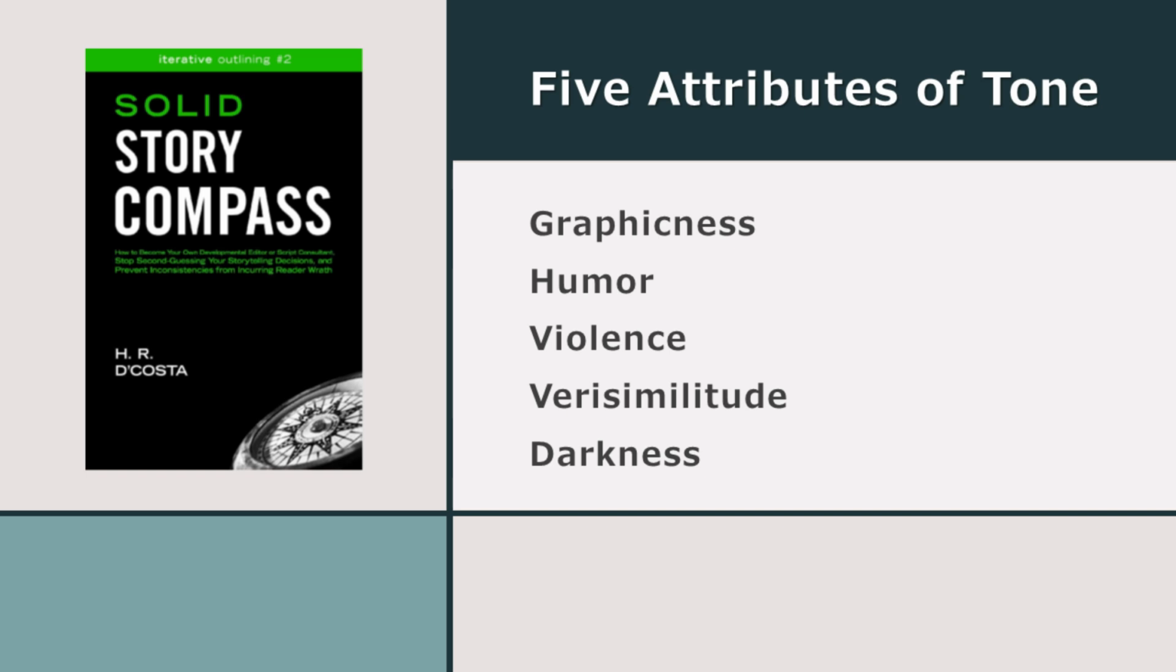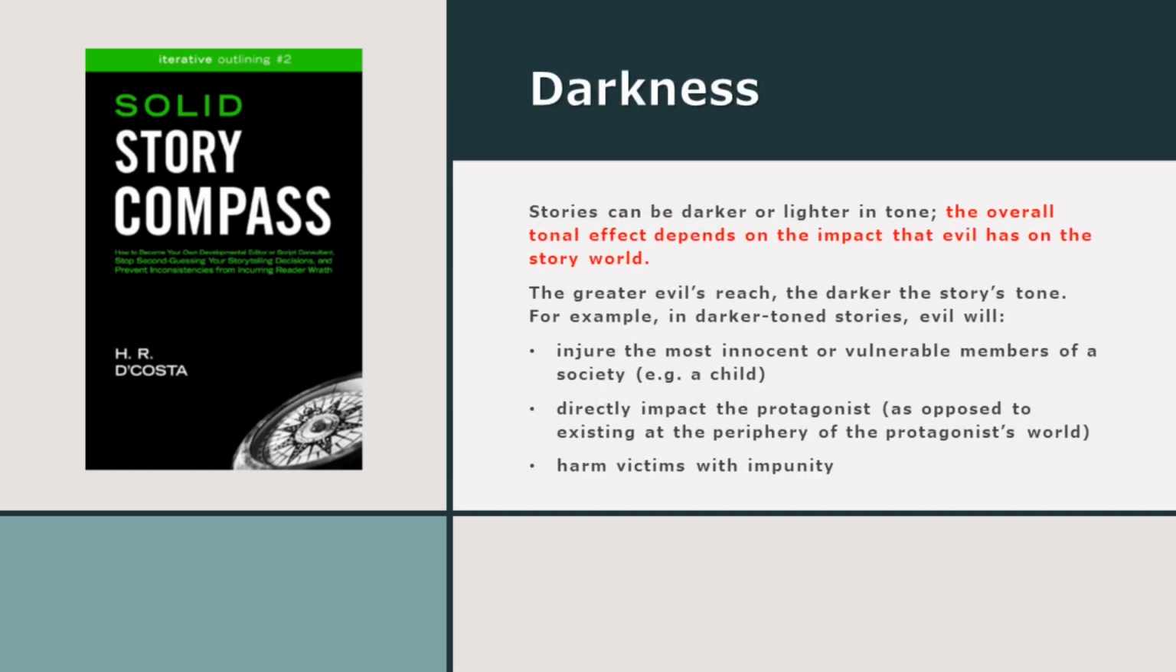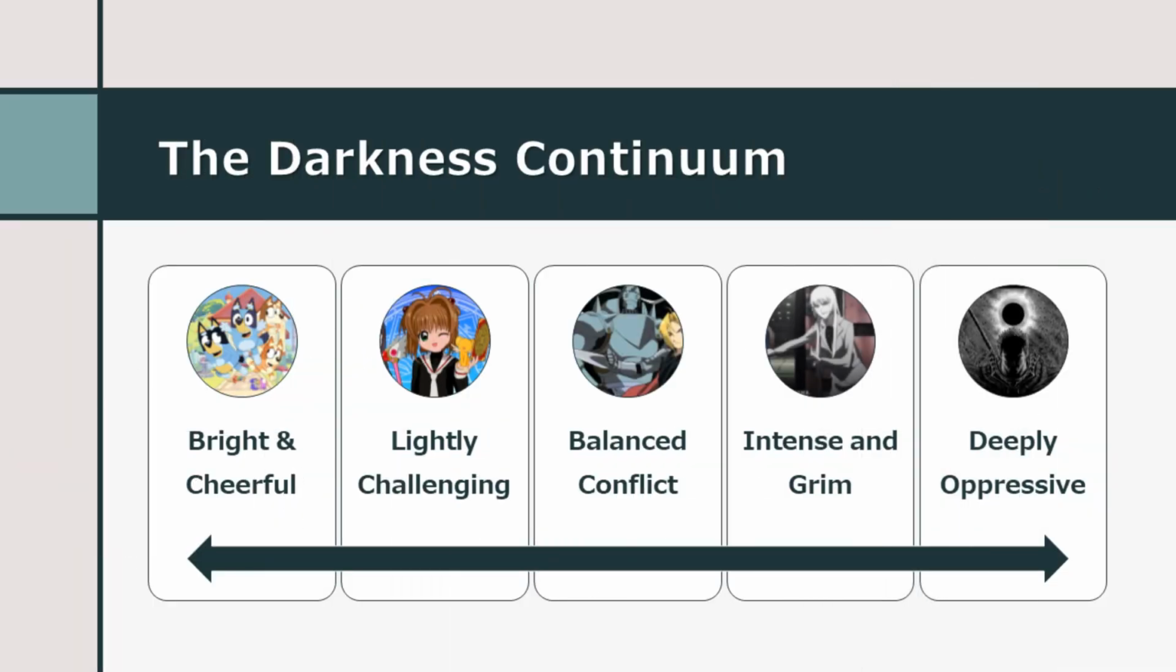Tone itself can be broken down into 5 components: graphicness, humor, violence, verisimilitude, and darkness. I know when most people speak about it though, they're referring to the darkness component. That's what I wish to focus on in this one, as I decided to dive deeper into this and see if I could identify each way this could manifest in stories. That brought me to what I'm now calling the Darkness Continuum.